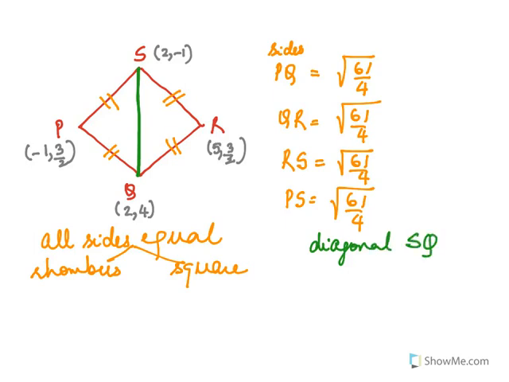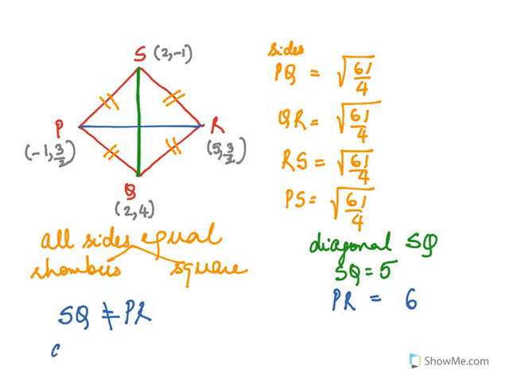By the distance formula, you will find SQ, and SQ will come as 5. Then you'll find the other diagonal, PR, by the distance formula, not PQ, PR, and PR will come 6. And you have noticed now that the diagonals are unequal. SQ is not equal to PR.